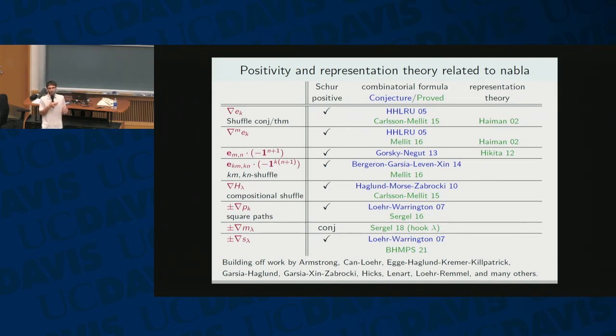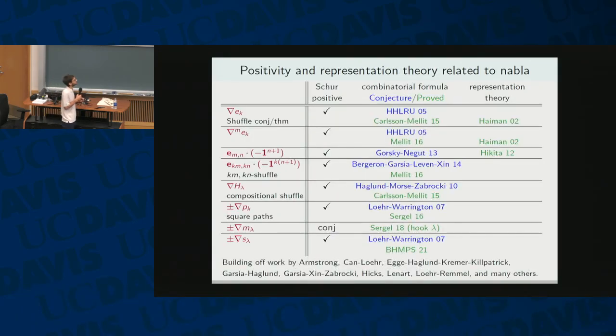And not only are they Schur positive, but they have beautiful combinatorics, and an awful lot of work over the last 20 years has gone into studying this combinatorics. So the first thing that was looked at was Nabla Ek. Garcia and Haglund first studied this, where they were able to show that the coefficient of the Schur function indexed by a single column is given by the Catalan number. That was what we talked about on the last slide.